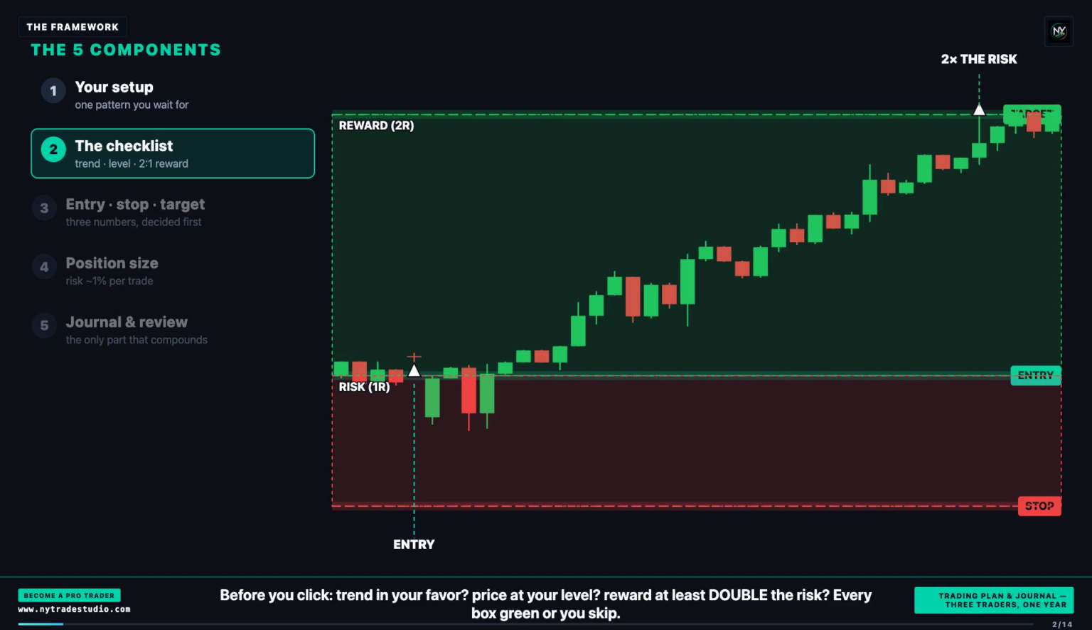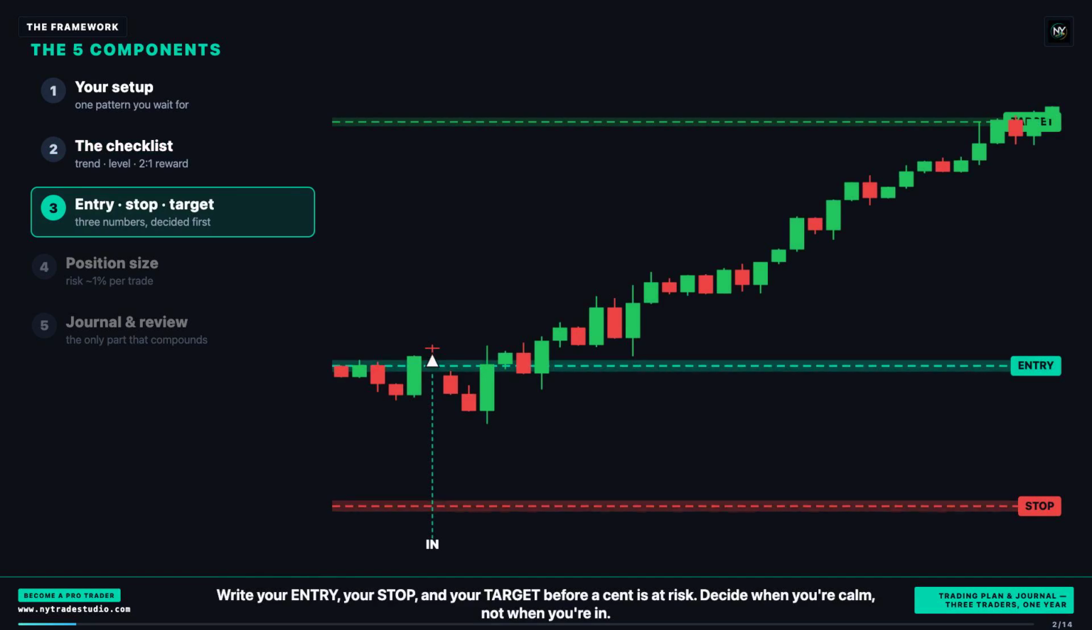Number 2, the checklist. Before you are allowed to click buy, every box must turn green. Is the trend in my favor? Is price at my level? And the big one, is my reward at least double my risk? Look at the chart. The green reward zone is twice the red risk zone. That is a green light. 1 red box and you walk away.